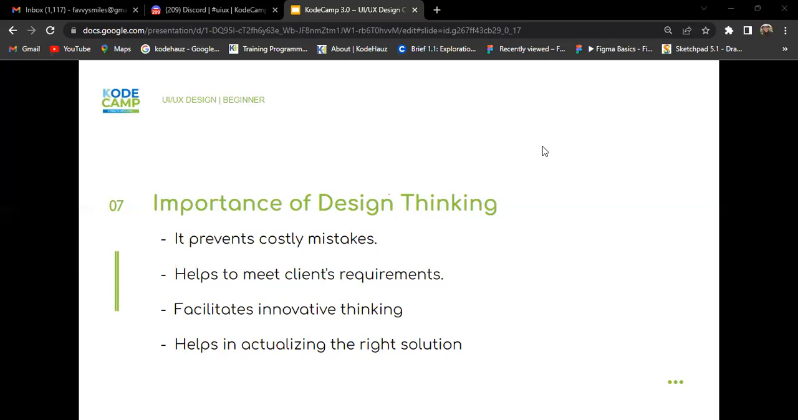But then the person who actually went through the design thinking process, you can see the difference because this person has gone through the process. The person knows who the users are, okay, understands them, knows their needs and wants, and has actually met those needs. So like I said, it helps to prevent costly mistakes.